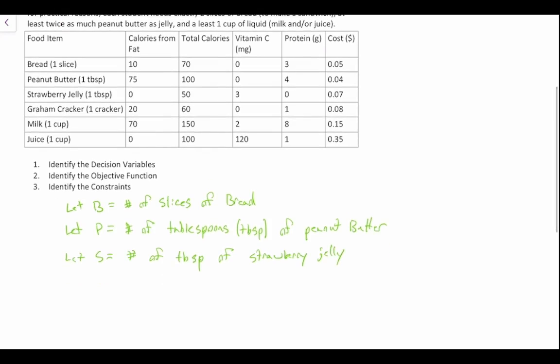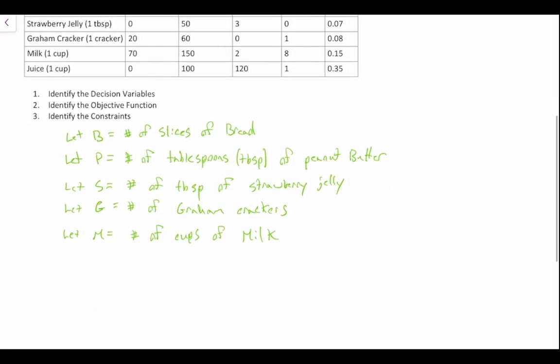Let G equal the number of graham crackers. Let M equal the number of cups of milk. And we'll let J equal the number of cups of juice.